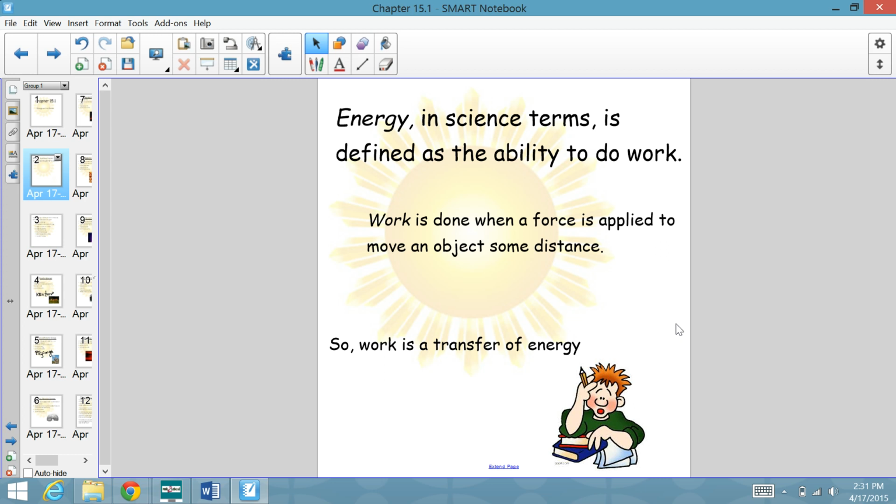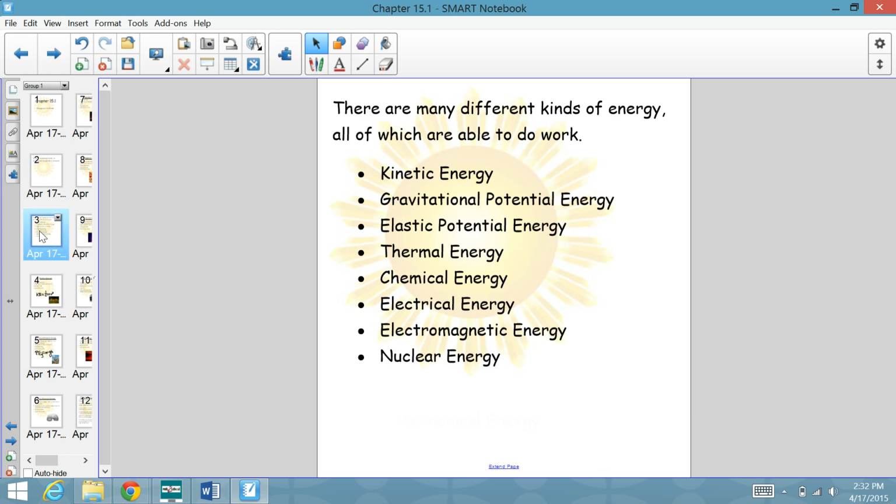Anytime we apply a force to something to move it some distance, we are transferring some type of energy to that object. Now, there are many different kinds of energy, and all of them are able to do work. There's kinetic energy, gravitational potential energy, elastic potential energy, thermal energy, chemical energy, electrical energy, electromagnetic energy, and nuclear energy.